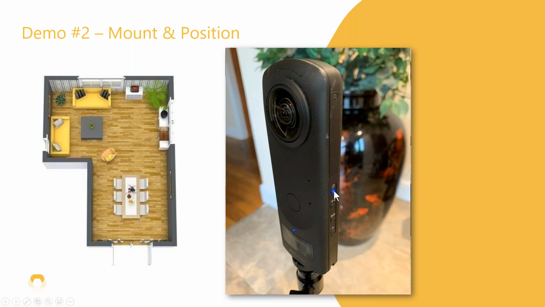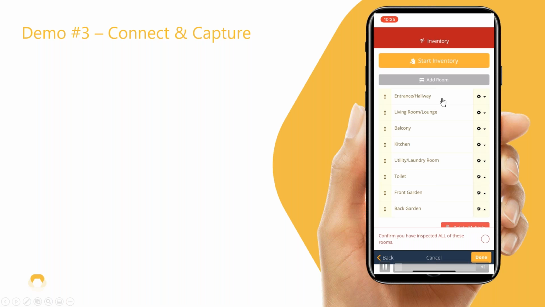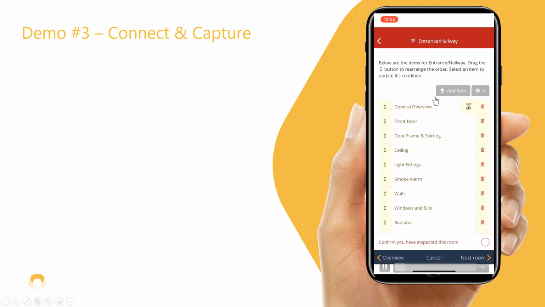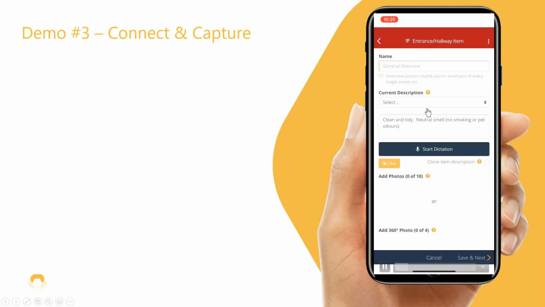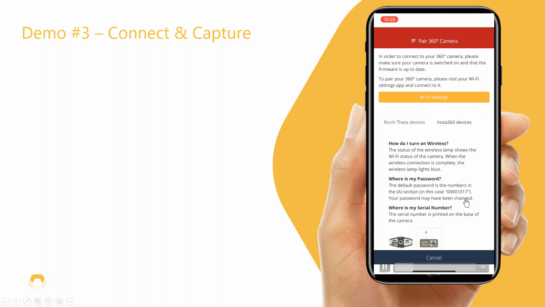Also, once you hit the power button, which as you can see is just this button here that's lit up, once you turn that on, the device will then start to try to create a connection with your device. So step 3 is connecting to the device and capturing those images. Literally all you would do, you've turned your camera on, you would tap into the rooms and spaces section. In this case, as you can see from my order before, I'm going to go into the first room, the entrance hallway. I'm then going to go into the general overview section. It then takes me through and shows me the Connect 360 button. So I tap on that, and then it gives me a button.